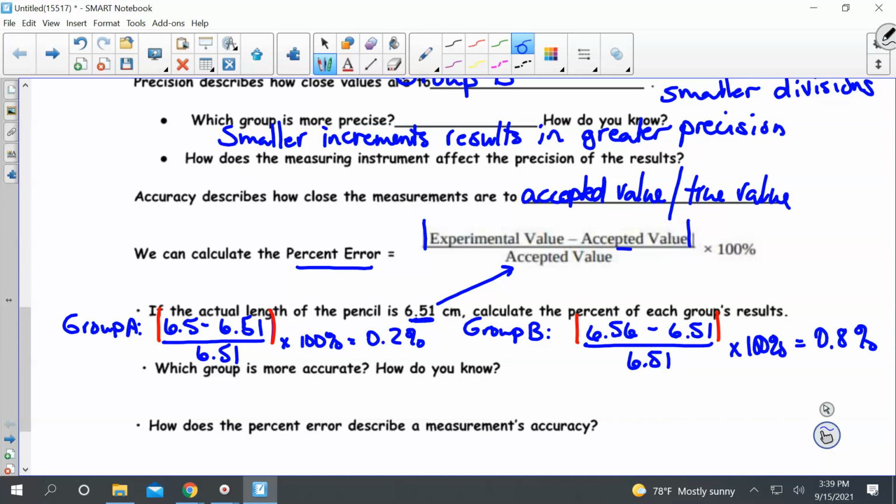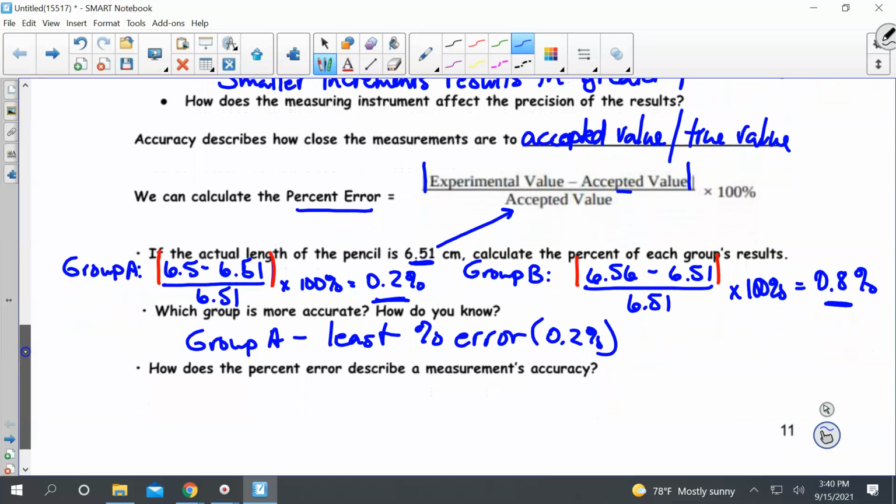So if we look at this number compared to this number, which group is more accurate? The one that has the least percent error, right? So which group is more accurate? Group A. Why? How do I know? They have the least percent error. They had that 0.2. That's less than 0.8. So less error means they are going to be more accurate.